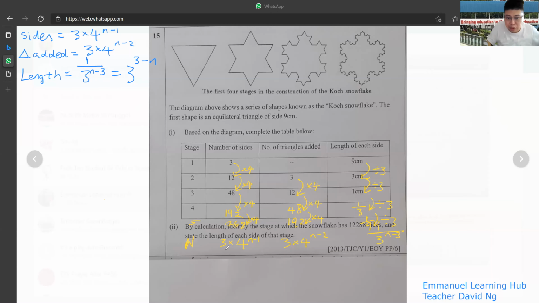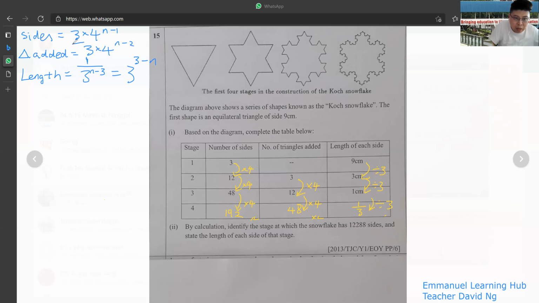Okay, now I'm going to erase this part so that I can see the question clearly. I'm going to remove my formula at the same time. Now you can see the question here. It says that by calculation, identify the stage at which the snowflake has 12288 sides.